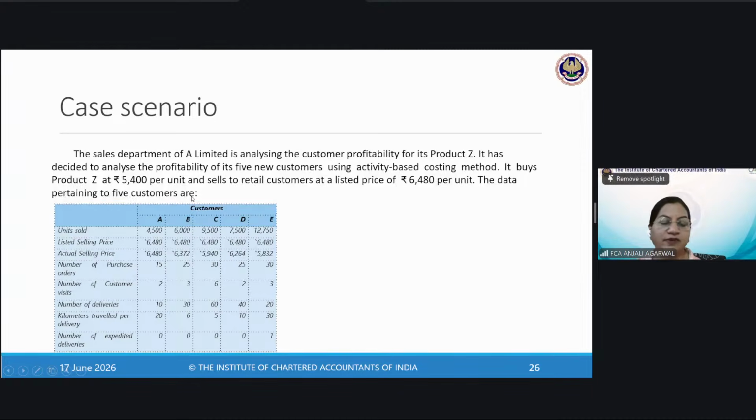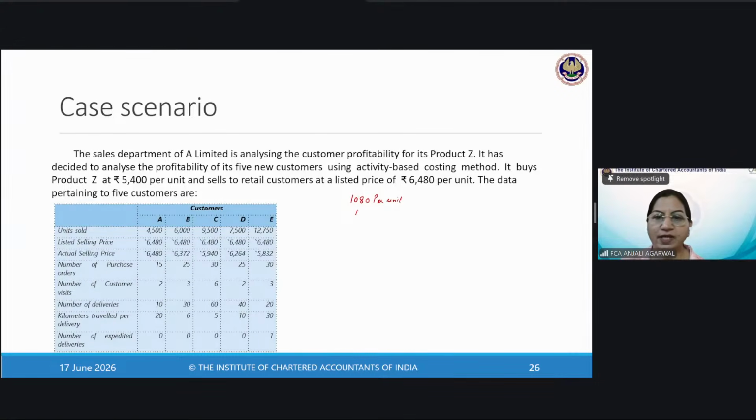So the data pertaining to the 5 customers is given. The sales department is there for A Limited, and you are seeing which customer is offering you the highest profitability for product Z. Profitability is analyzed for 5 new customers. The company buys product Z at 5,400 and sells to the retail customers at a listed price of 6,480. So as such, the earning is 1,080 per unit. And we have to calculate who is giving us the highest profit. The data pertaining to the 5 customers is given below.